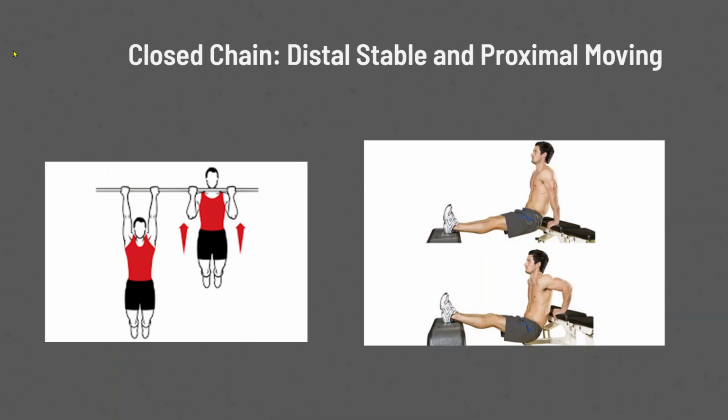Here are two closed chain movements where the distal end is stable and the proximal is moving. So again, a chin up, you're pulling your proximal portion of your body up to the bar. And on the right side, your body is moving towards those hands, which are the distal portion, which are stable and not moving.